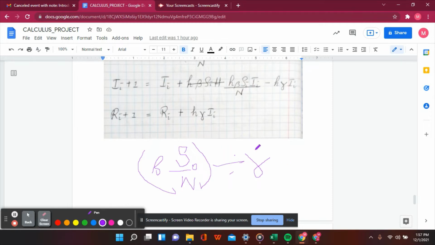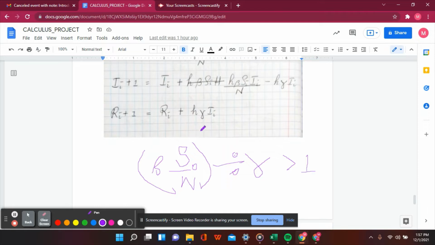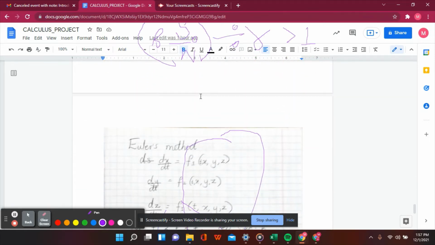At the beginning of our disease model, we can tell whether or not we're going to have a pandemic, an epidemic, if this is greater than 1. We're going to see this in the graph that I'm about to show you.